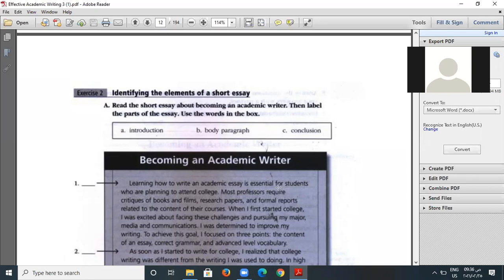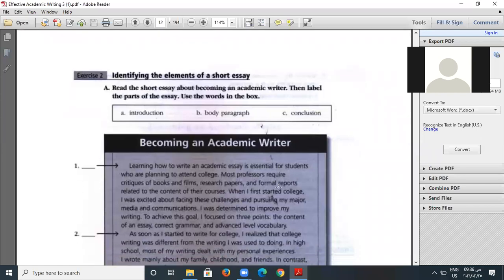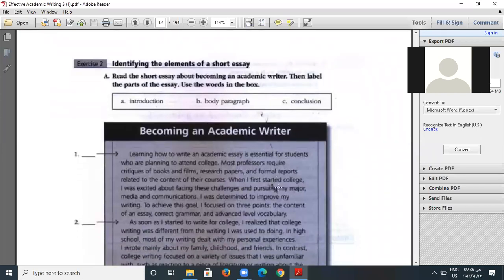Maybe I write about the dangers of smoking and I give a lot of information. Then in the conclusion I just ask, are you going to keep smoking after knowing all of this information? Here it's a kind of warning. Okay, let's look at the short essay, becoming an academic writer.